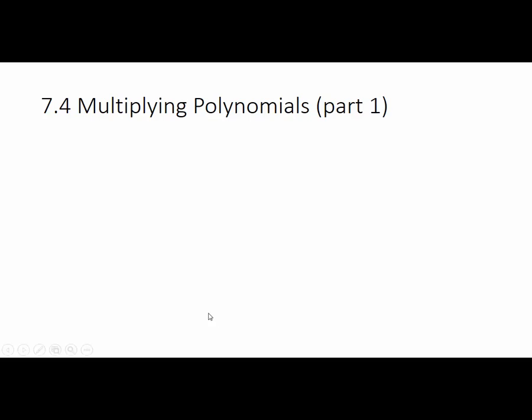Alright, so let's go ahead and get started and take a look at what multiplying polynomials involves. And to begin with, we're just going to multiply two terms together. See what happens when we're just multiplying two terms. And when we're multiplying larger polynomials, this is going to be the basic process that we do for each term.